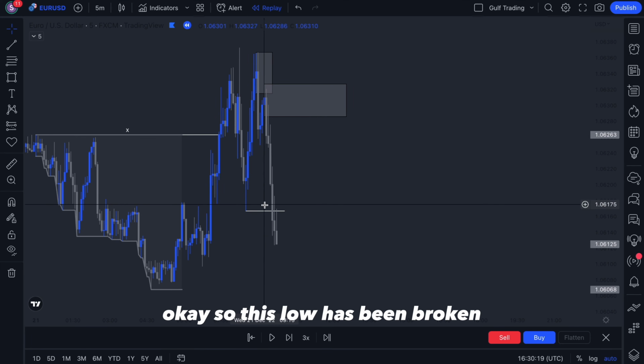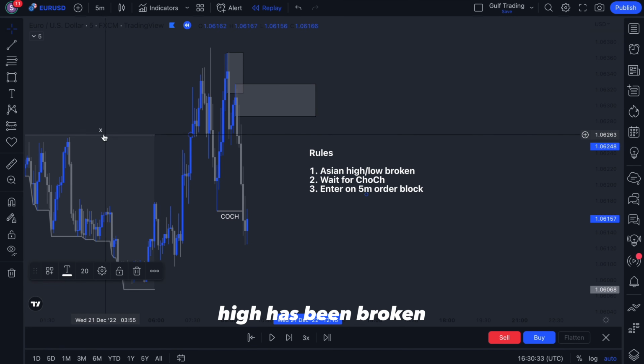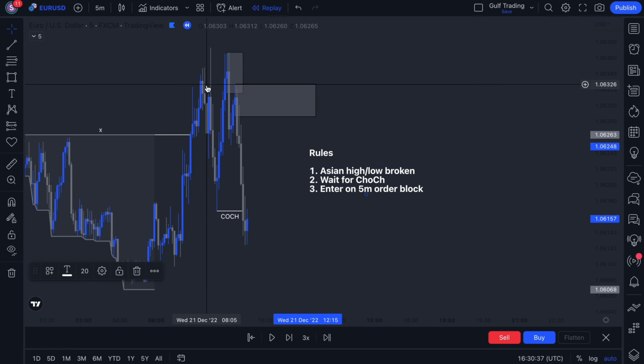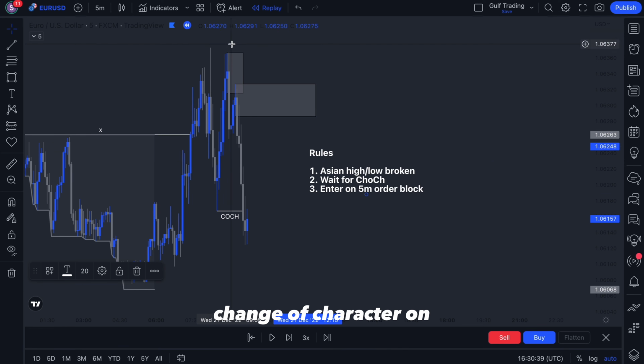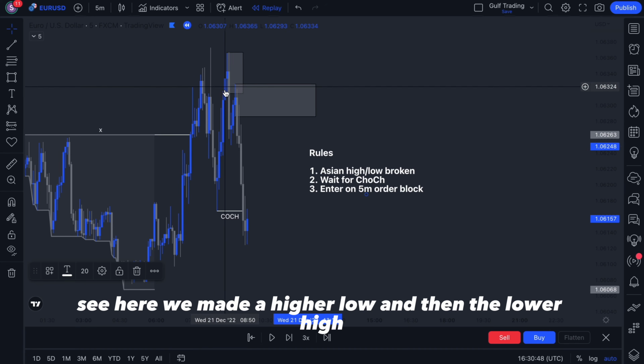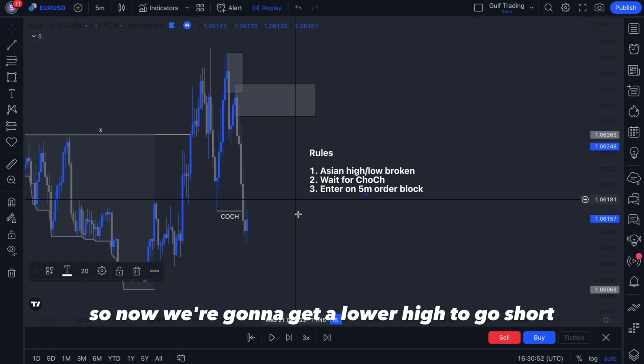Okay, so this low's been broken, and this is now a change of character. Rule 1 is met, Asian high, low broken, highs been broken, so we're looking to short, wait for a change of character, we've got a bullish structure here. This is the low that we're waiting for change of character on, and it gets broken, so now you can see we're going short. See here we made a higher low, and then a lower high, and now a lower low. So now we're looking to get a lower high to go short.